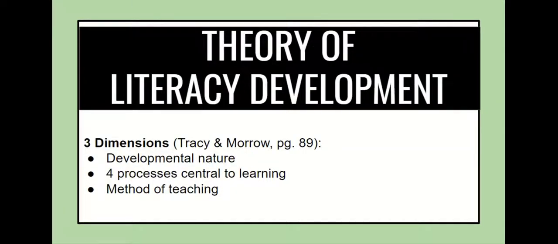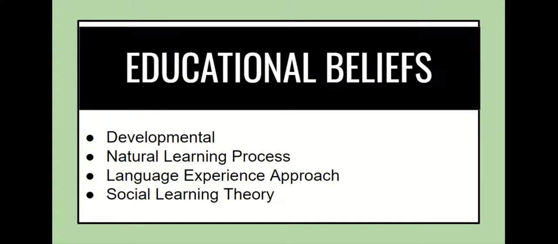John Holdaway believed in balancing the theoretical with the practical. His theory of literacy development has 3 components. The first component is the developmental nature of literacy learning. The second component involves the 4 processes that Holdaway finds central to the learning of literacy. The third component focuses on methods of teaching literacy in order to promote developmental learning.